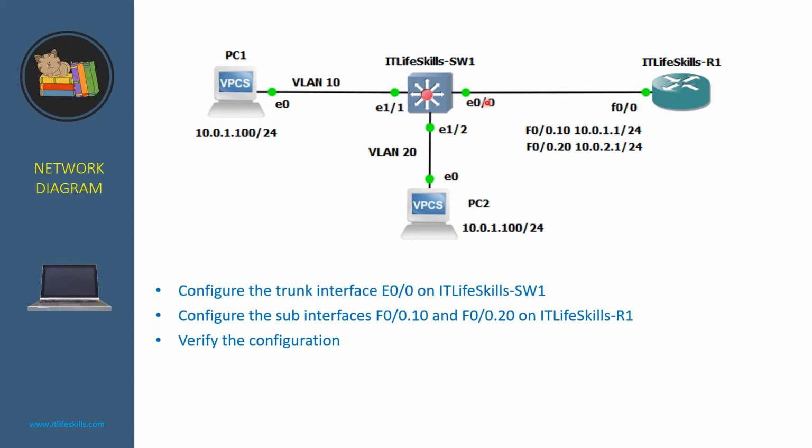On IT Pipe Skill Switch 1, the interface E1/1 is assigned to VLAN 10 and the interface E1/2 is assigned to VLAN 20. We need to configure the trunk interface E0/0 on IT Pipe Skill Switch 1, and then we need to configure the sub-interfaces F0/0.10 and F0/0.20 on IT Pipe Skills R1, and finally we will verify the configuration.